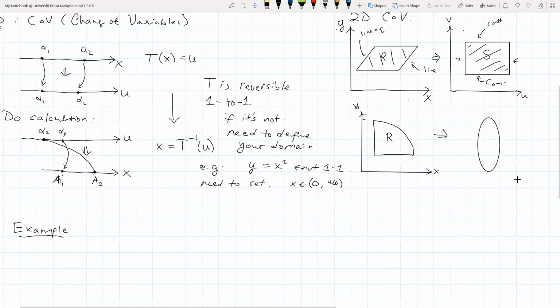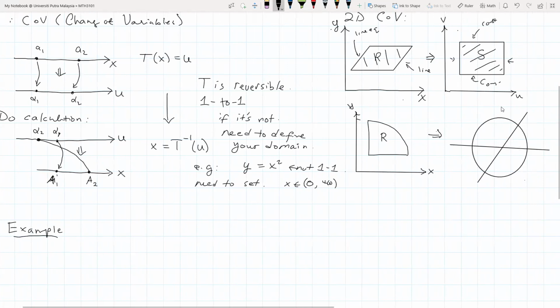So everything is in a circle. It's not to scale, sorry. This is the radius, and this is your theta. The radius is not like that, sorry. It should be something like this. Okay, so this is the R. It should be like that.